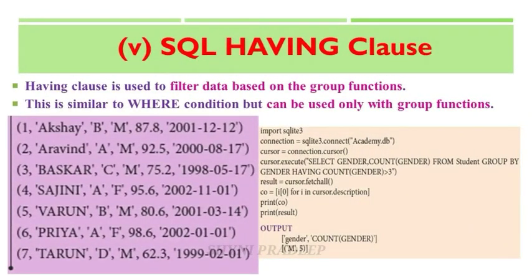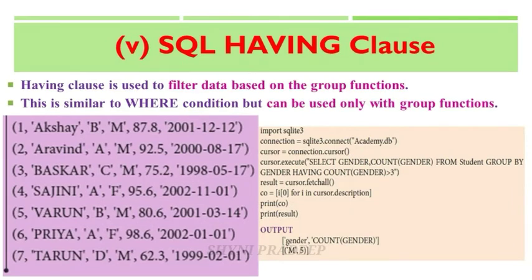Next one is SQL HAVING clause. The HAVING clause is used to filter data based on group functions. This is similar to the WHERE condition but can be used only with group functions. Group functions cannot be used in the WHERE clause but can be used in the HAVING clause. Okay.